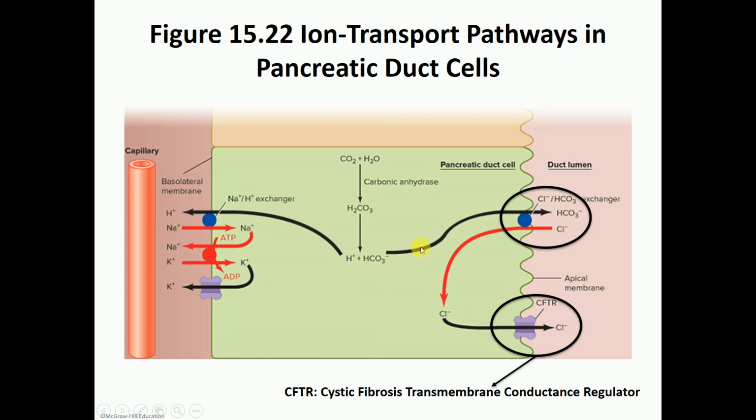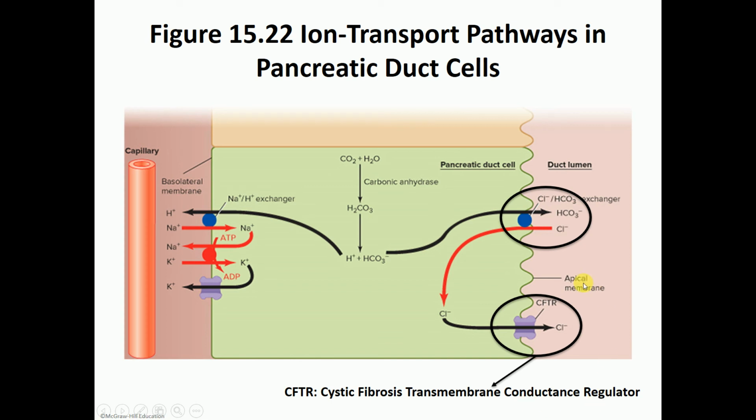Carbonic acid will then split into hydrogen and bicarbonate ion. Bicarbonate ion gets kicked out of the cell through an exchanger known as the chloride bicarbonate exchanger. So you see here that bicarbonate goes out and chloride goes in. Well, the cell doesn't really need that chloride, so it'll just exit out through what is known as the CFTR, or the cystic fibrosis transmembrane conductance regulator.